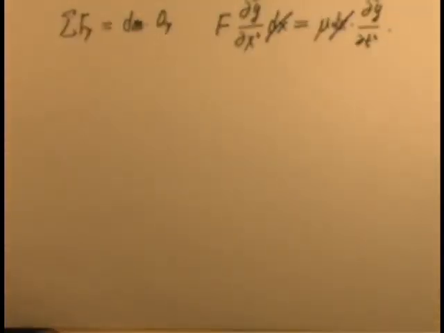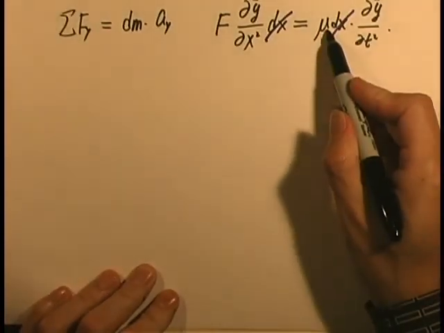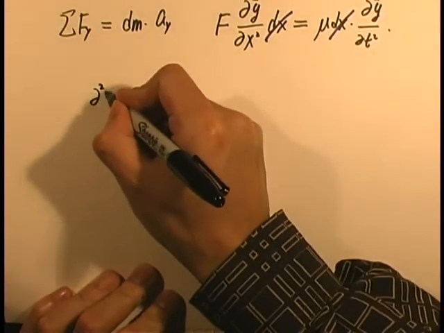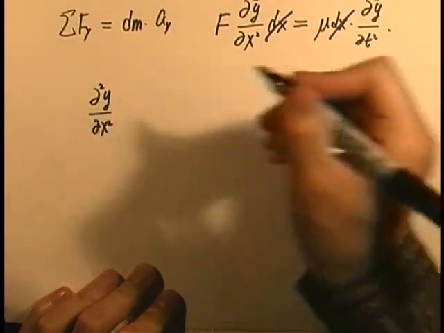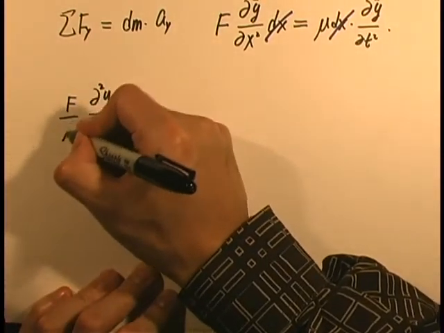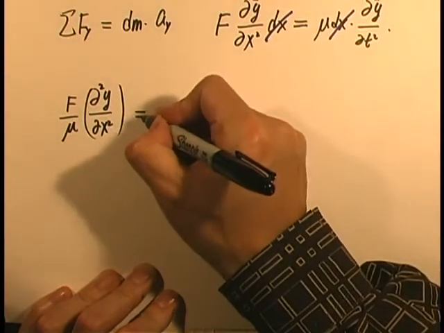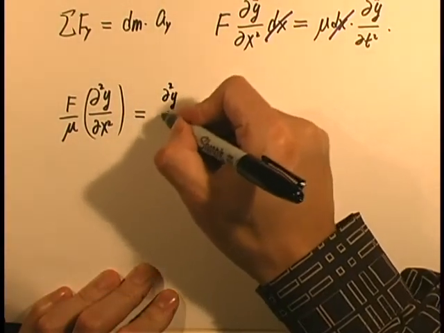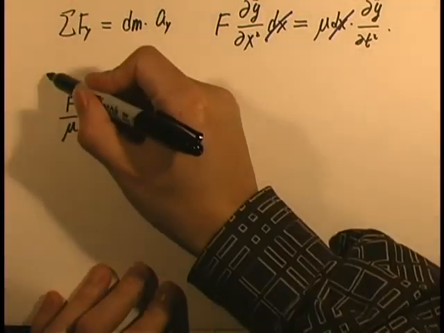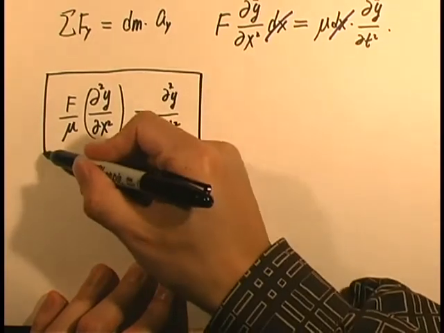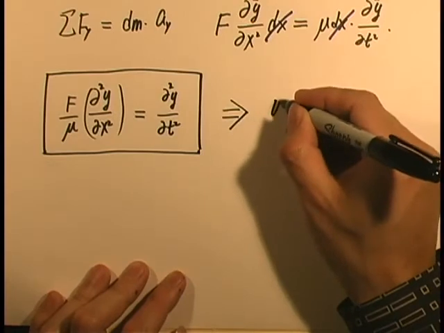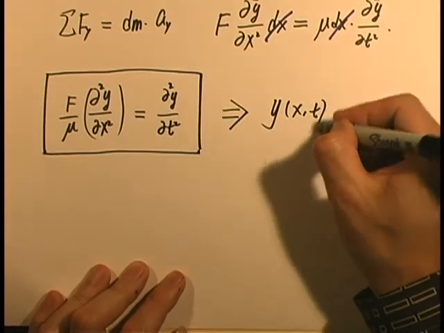And I am going to move that mu down there. Okay, so I have F over mu times the second derivative of y with respect to x equals the second derivative of y with respect to t. What we have here is an equation for y. If you solve this, you can find y as a function of x and t.